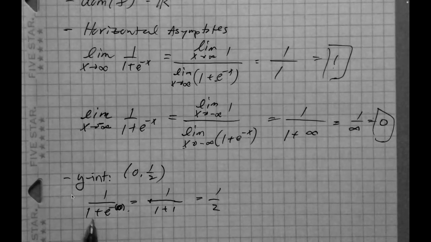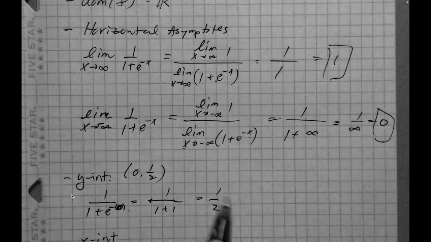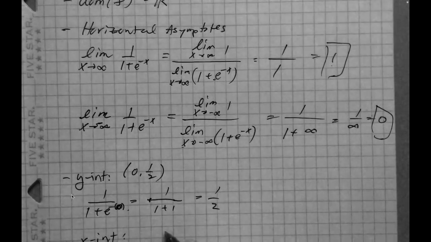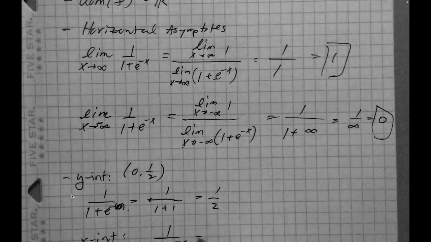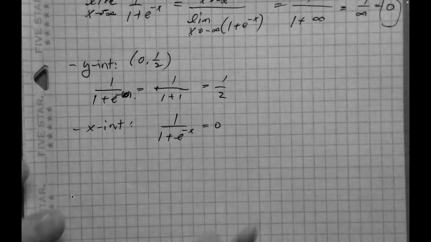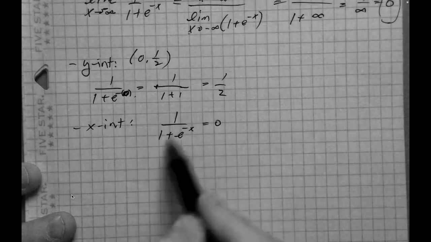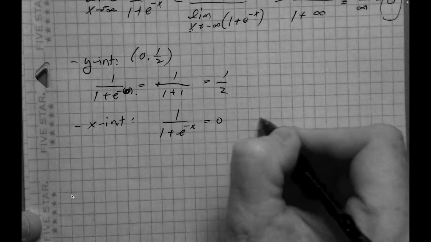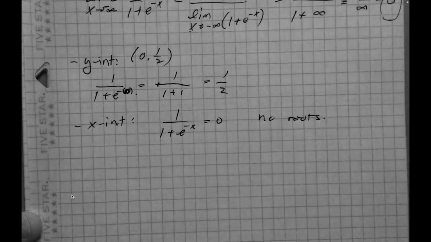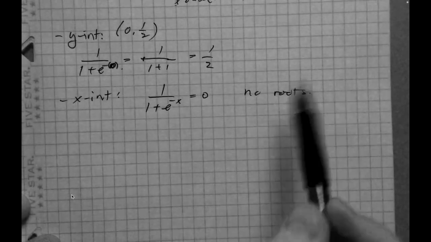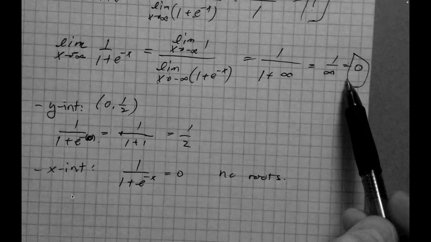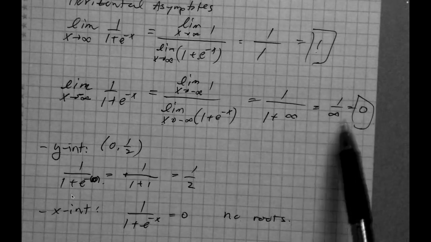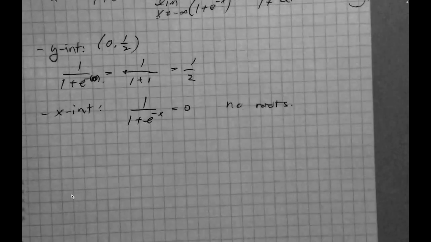X-intercepts, well, this is not going to have any real roots, is it? Actually, this has no roots, right? If you take 1 plus e to the negative x, and you set that equal to 0, no x value is going to make this equal to 0, right? So no roots, we'll put it that way. Okay, and that makes sense, right? Of course, we probably could have seen that here. We've got horizontal asymptotes at 0 and at 1, so the function is sandwiched between 0 and 1. It never equals 0, right? So naturally, there are no x-intercepts.